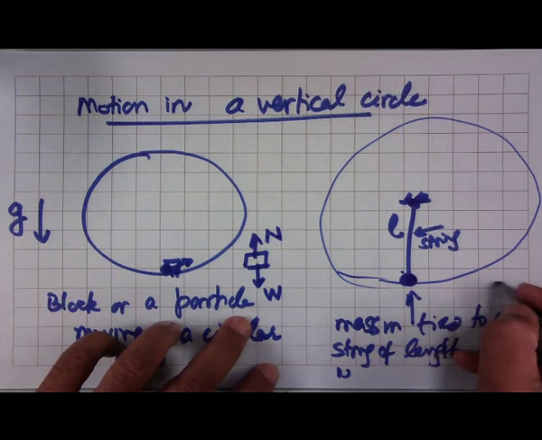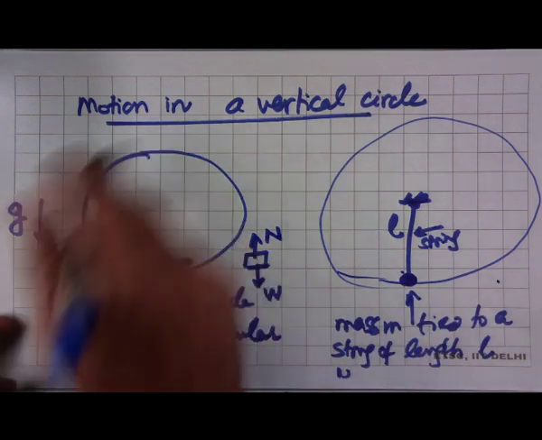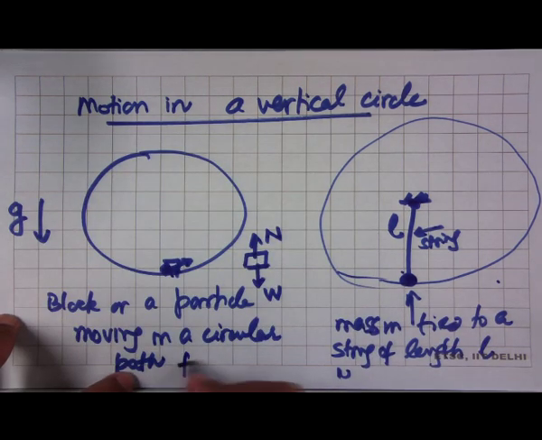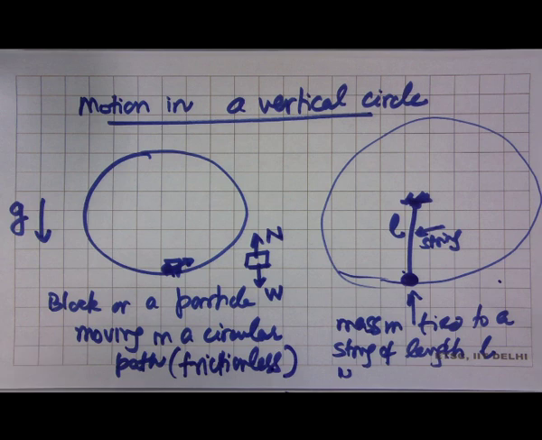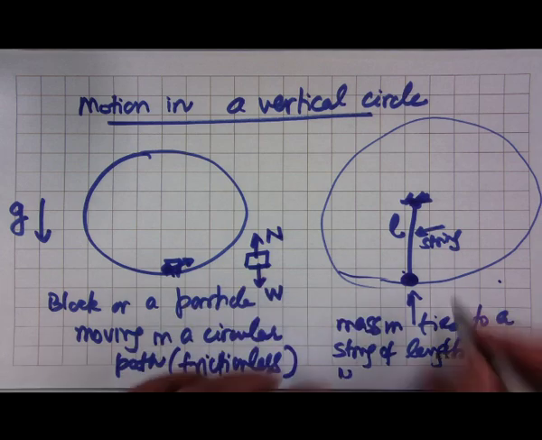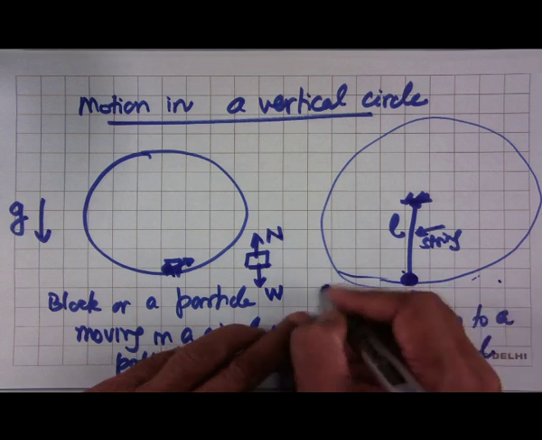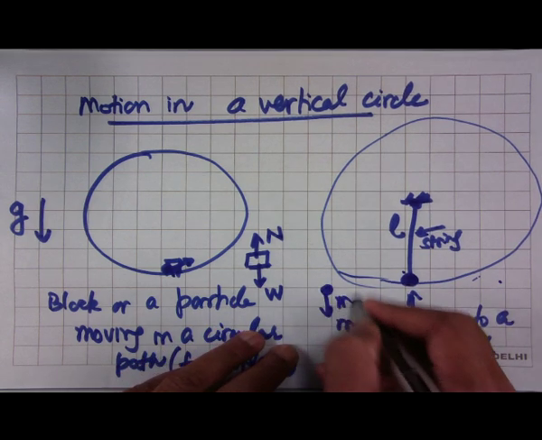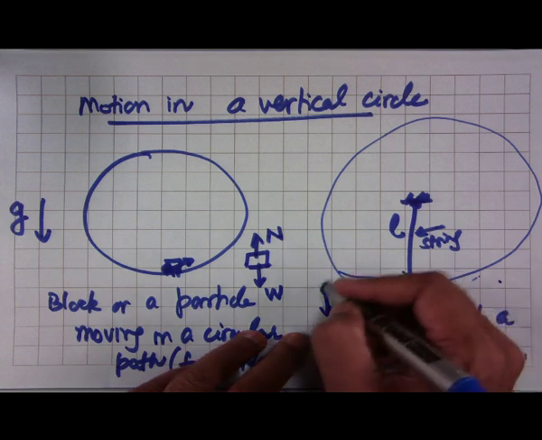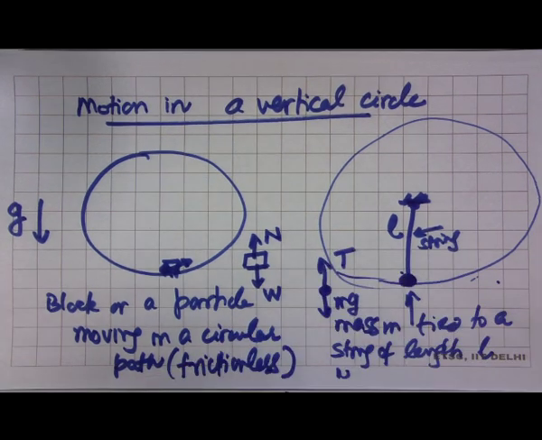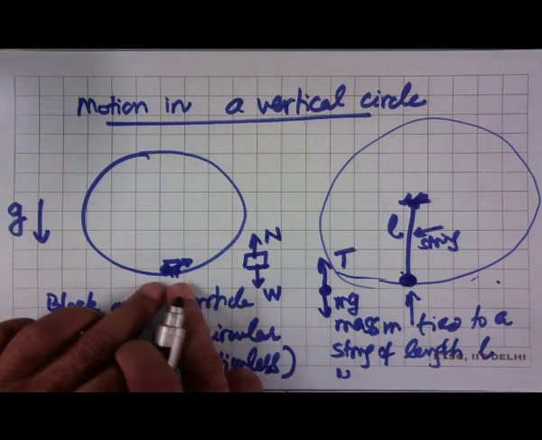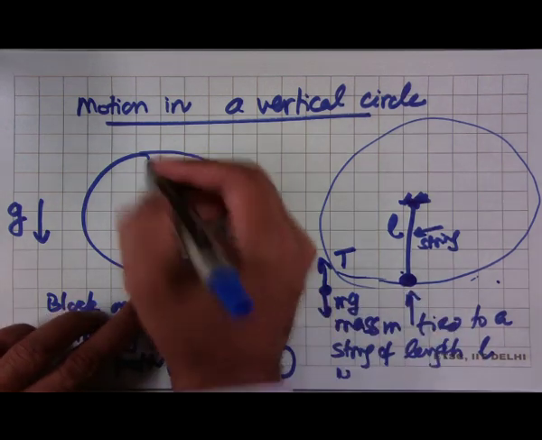Of course, we will assume this is a frictionless path, otherwise there will be a force of friction also. Similarly, in this case of a string, if I draw the free body diagram of this mass m, we have the weight mg acting downwards and a string applies a tension force which is equal to T. Now, this is when the particle is at the bottom.